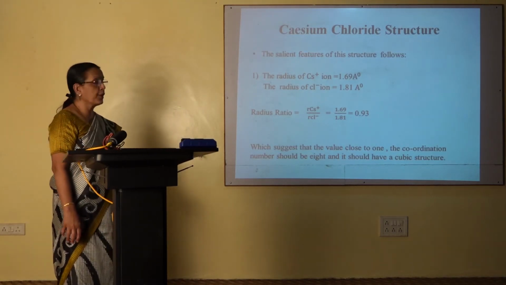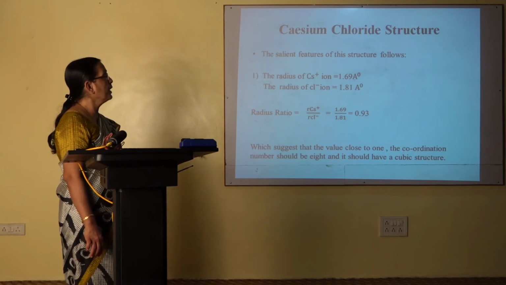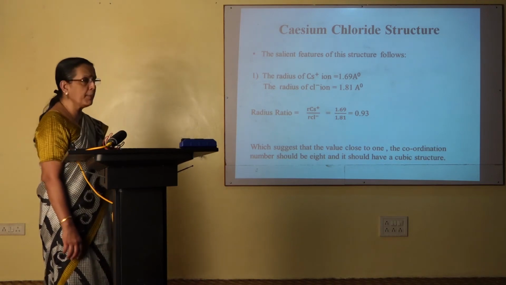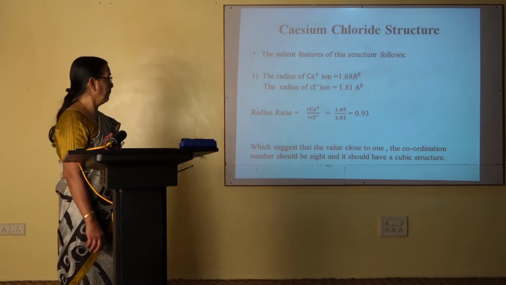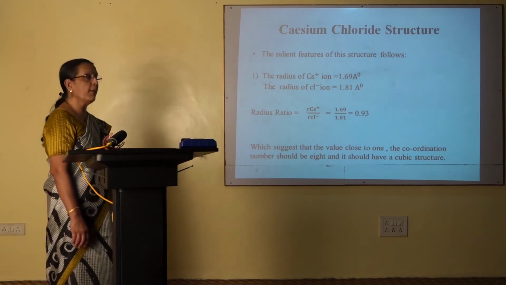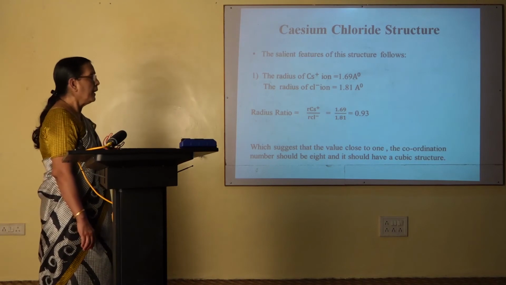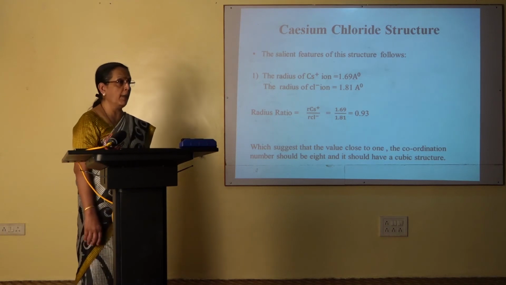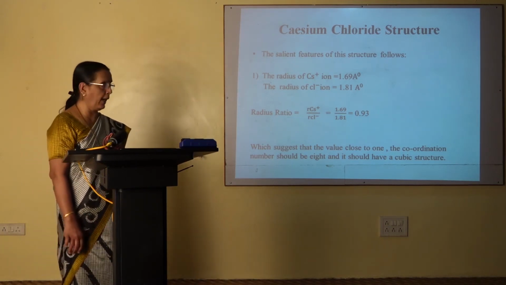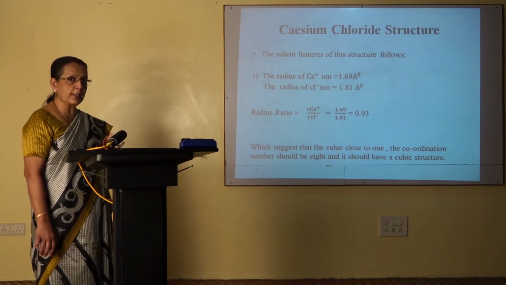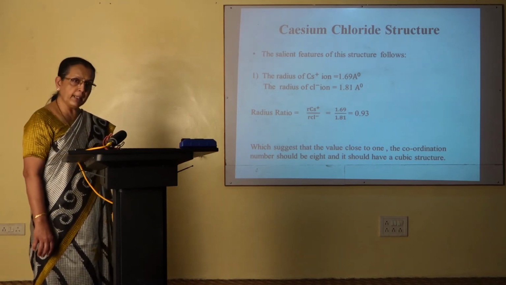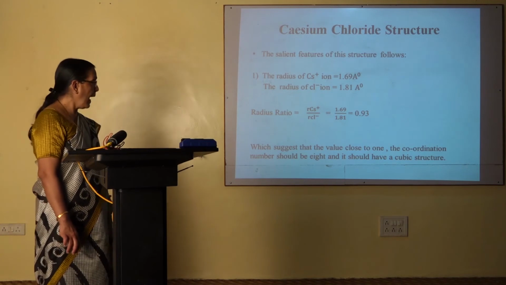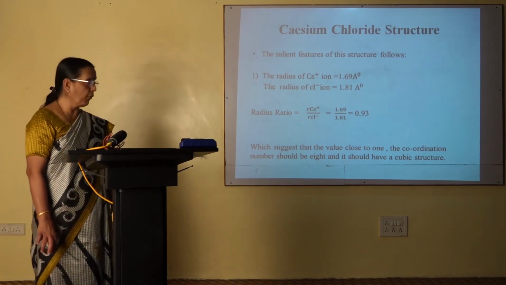structure. Caesium chloride structure. The salient features of this structure are as follows. The radius of the caesium ion is 1.69 angstrom units. The radius of the chloride ion is 1.81 angstrom units. Calculate the radius ratio of caesium chloride. Radius of caesium ion divided by radius of chloride ion, that is 1.69 divided by 1.81. The value is 0.93. That value suggests that the value is close to 1.